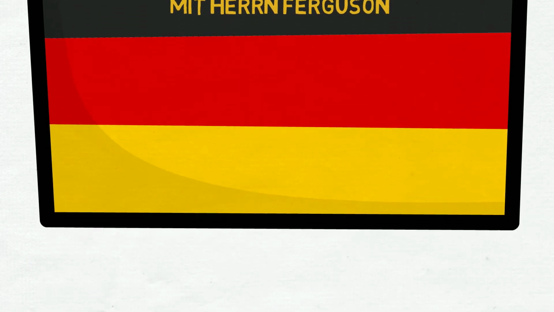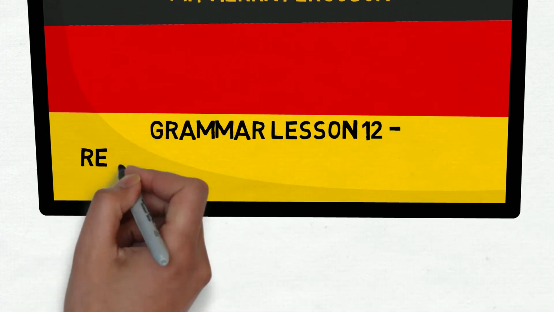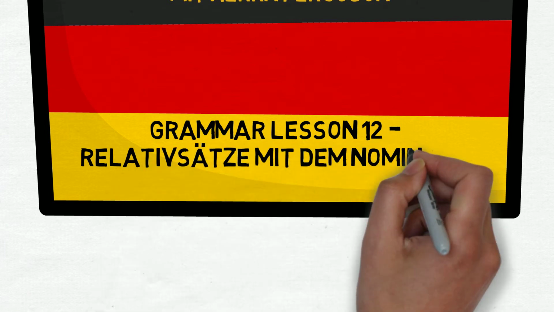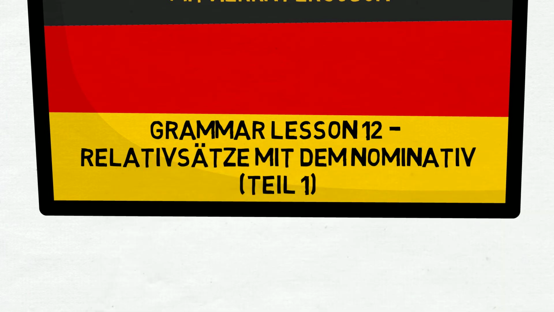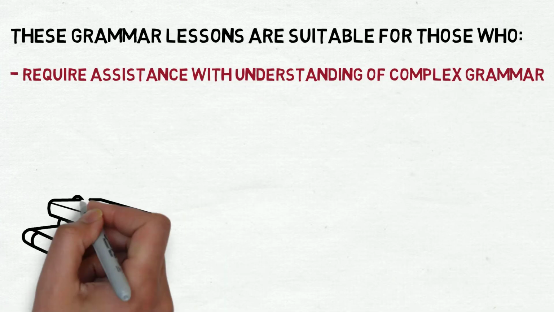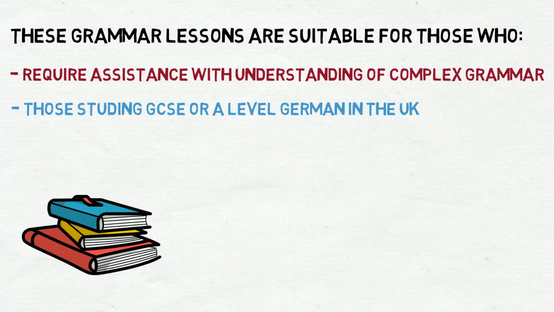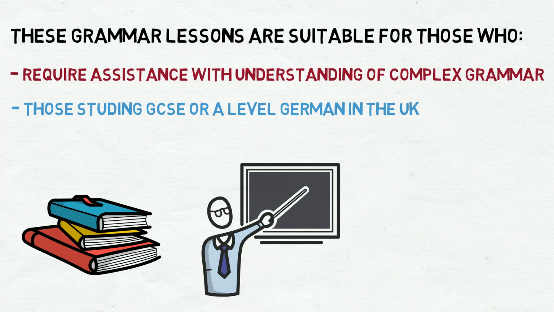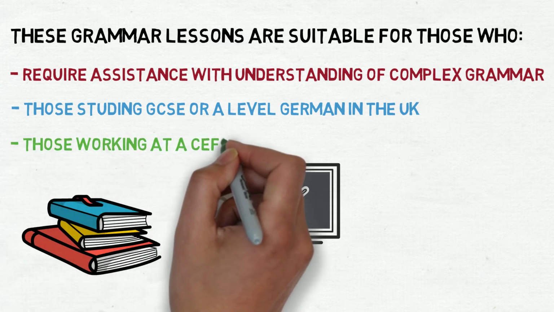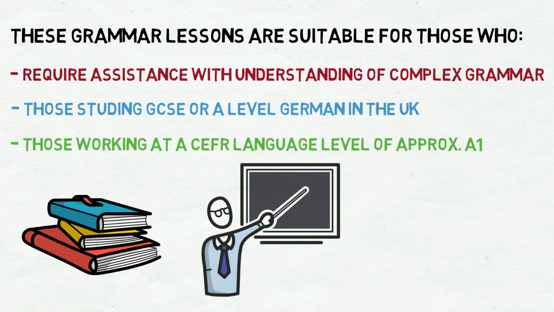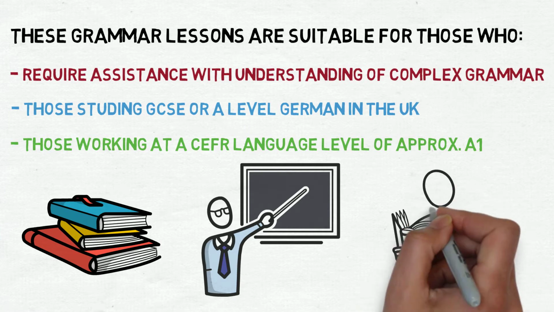Diese 12. grammatische Stunde, the 12th grammar lesson, ist Relativsätze mit dem Nominativ. Relative clauses with the nominative case. Teil 1, Part 1. This lesson is designed to assist with the understanding of the more complex aspects of German grammar and is suitable for students studying for GCSE or A-level in the UK, or students of an equivalent level. In terms of CEFR language learning levels, this is approximately A1 level.